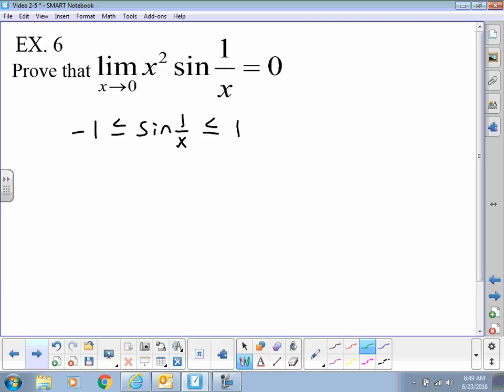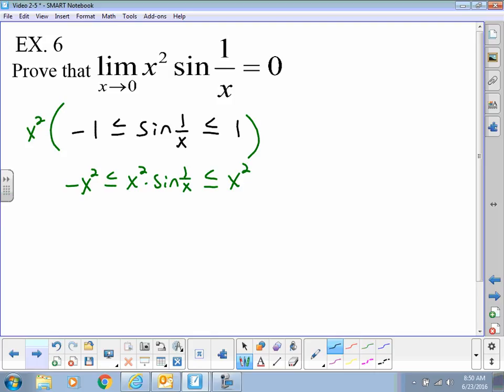So what we're going to do is multiply everything by x squared. Now, x squared has to be positive because you're squaring it. So therefore, we don't have to flip our sign or anything. And we'll now get negative x squared less than or equal to x squared times sine of 1 over x less than or equal to x squared. Notice now in the middle, we have the function that we really want to work with.